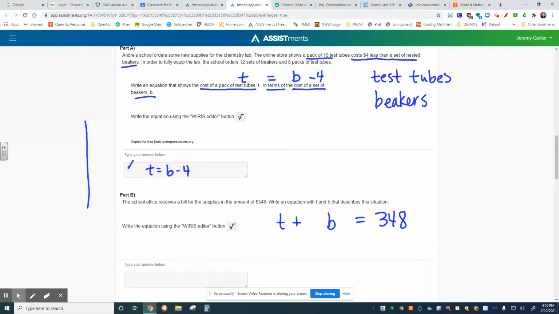But here's what we have to think about. It's 12 sets of beakers and 8 packs of test tubes is what they ordered. So we have to think about that. At this point, I still don't know the total cost. All I know is that 8 packs of test tubes and 12 packs of beakers cost me $348. So that should go right here in this box.